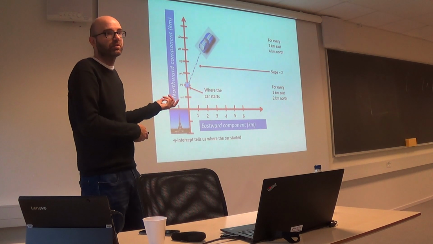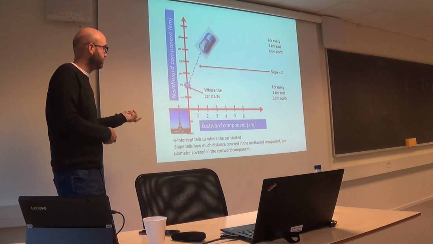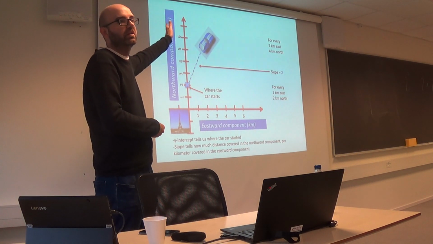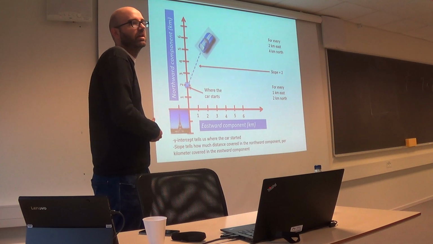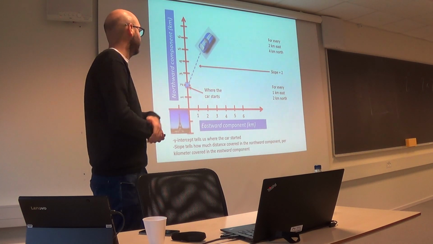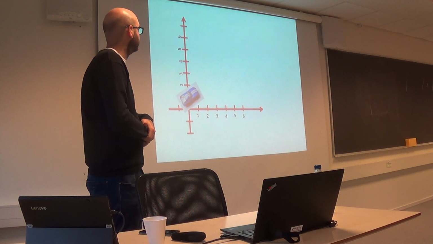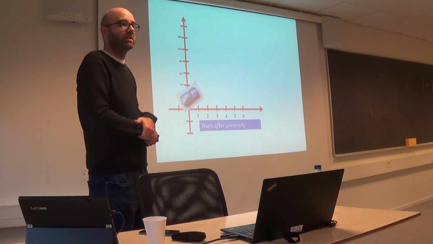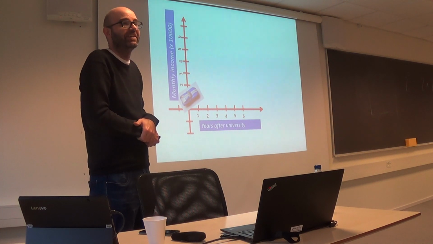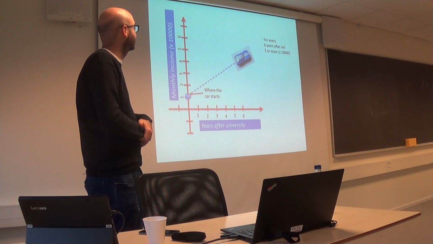So the y-intercept tells us where the car started. The slope tells us how much distance is covered in the northward component for every unit covered in the eastward component. Is that okay? Okay, so imagine that we've got the car driving in years after university space and monthly income space. And it's just the same thing.